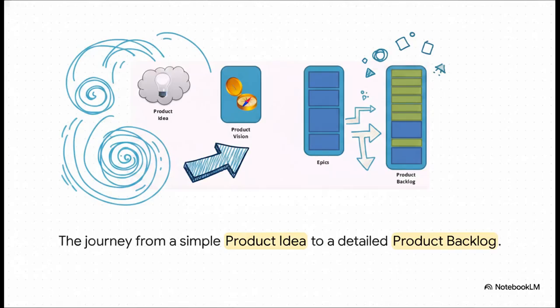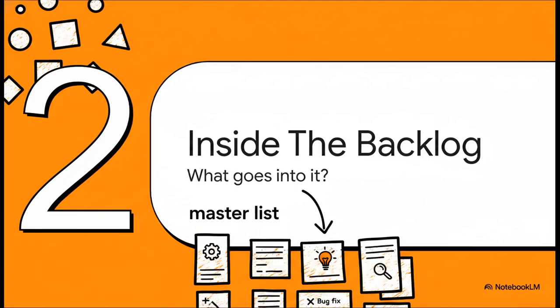And I love this slide because it shows you the whole journey. You start out with that fuzzy product idea. Then that gets refined into a clear product vision, which gives everyone a North Star. From there, you break that vision down into huge chunks of work we call epics. Think of them like big chapters in your product's story. And finally, you break those epics down even more into all the little detailed, prioritized items that make up the actual product backlog.